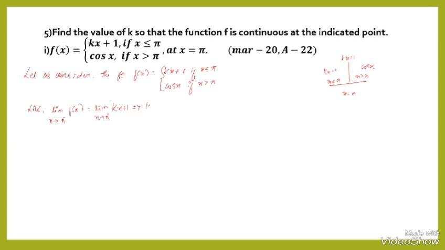Now, the right hand limit, limit x tends to pi plus f of x. Here, limit x tends to pi plus, the function is cos x. Substitute cos pi. What is the value of cos pi? The value of cos pi is equal to minus 1.